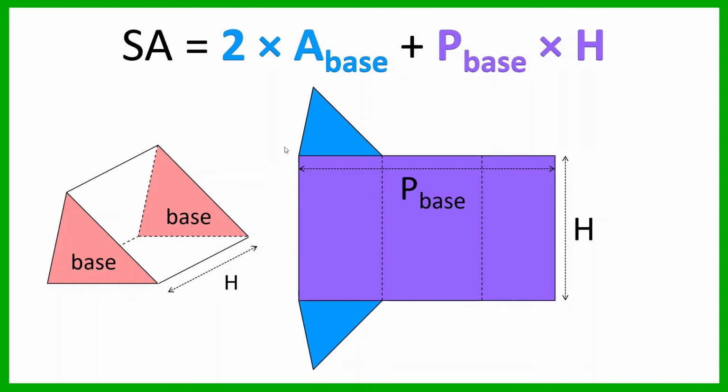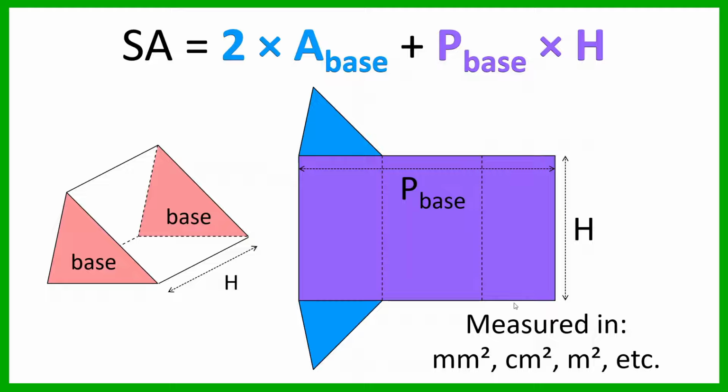You take the area of the base and you multiply it by 2, and then to work out the area of the rectangle that you get when you open it all up, you take the perimeter of the base, which is this distance over here, and when you open it up it's that distance, and you multiply it by the height of the prism, which is the distance between the two ends. Okay, when we work out surface area, it is measured in units squared, so it could be millimeters squared or centimeters squared or meters squared, etc., because it is area.